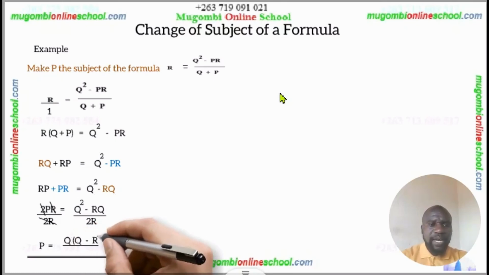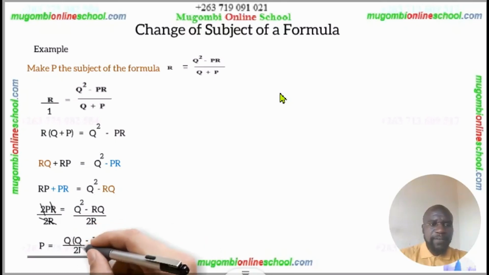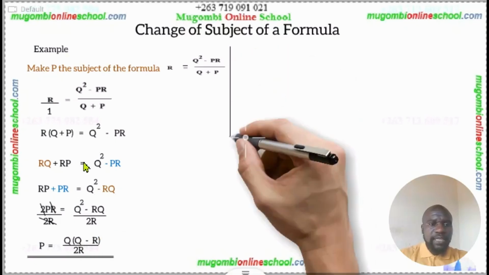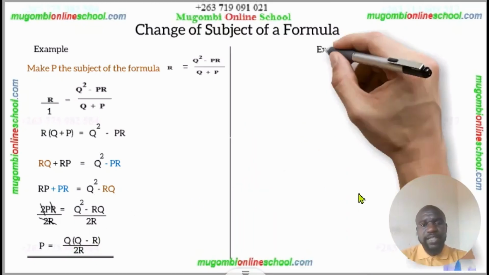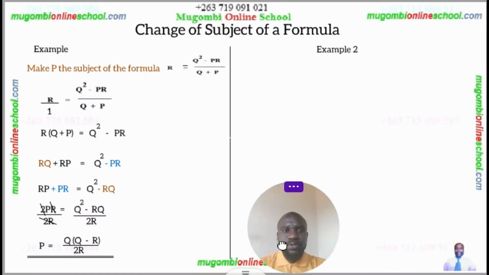So let us now move on to the next question to see what we have. Before we move on, we have to factorize. In fact, Q squared minus RQ becomes Q outside the bracket, then Q into Q squared, that's Q, then Q into RQ, that's R. So it becomes Q minus R. So let us now move on to the next part of the question, which is example 2.